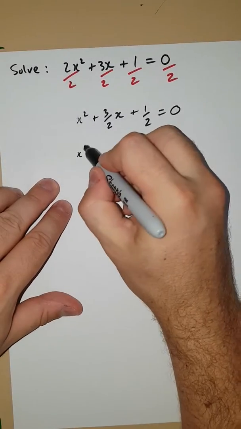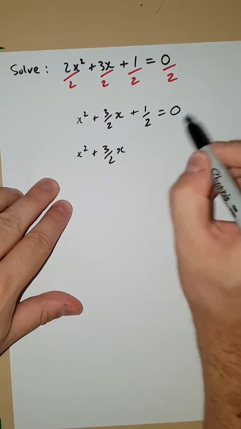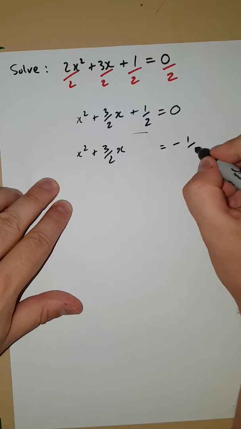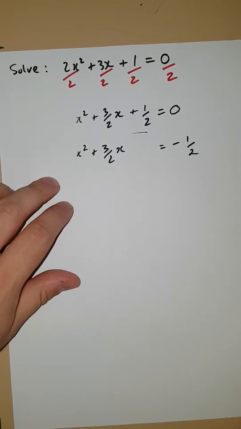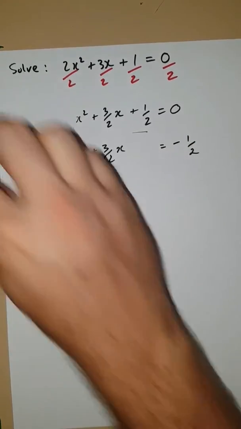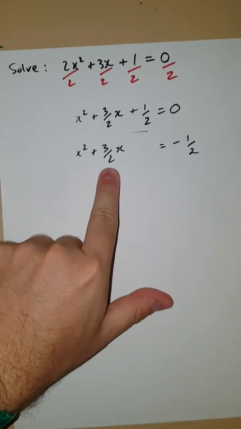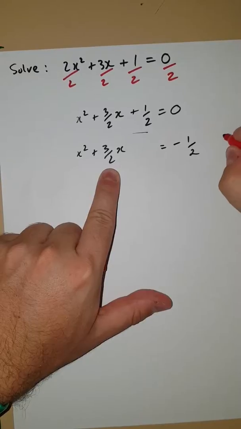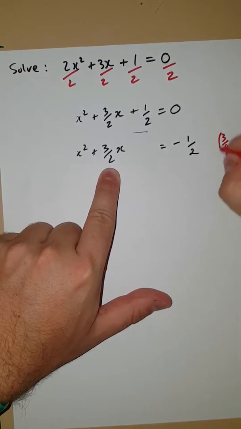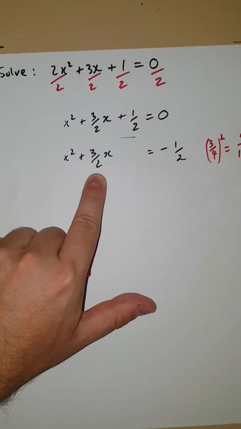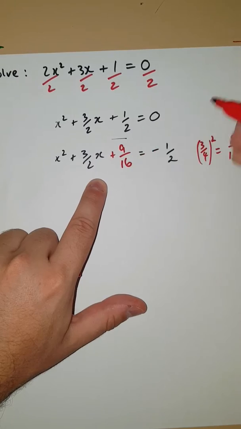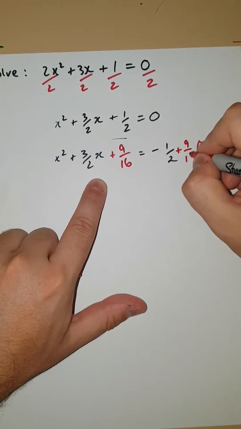So we're going to do x squared plus 3 on 2x. I'm going to take this guy over to this side of the equal sign. That's going to equal minus 1/2. And we're going to apply the same step here. This time it is to halve this. When you do that, use your calculator if you want, but half of 3 on 2 is 3 on 4. And then when we square that, we get 9 on 16. So we're going to add 9 on 16 to both sides.